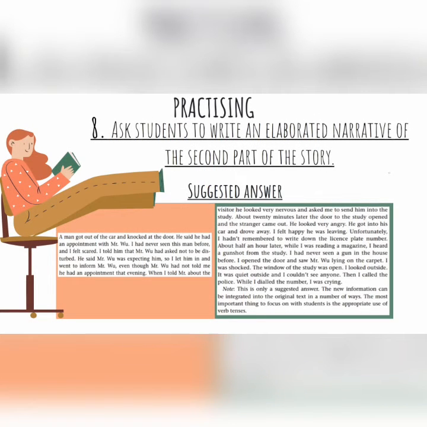In step 8, we're going to be asking students to write an elaborated narrative of the second part of the story based on the information in the table. This means that based on table 2, shown on the previous slides, students will create the continuation of the story they have been working with. A suggested answer for this step can be seen at the bottom of this slide. You can pause the video if you want to take a look at it.